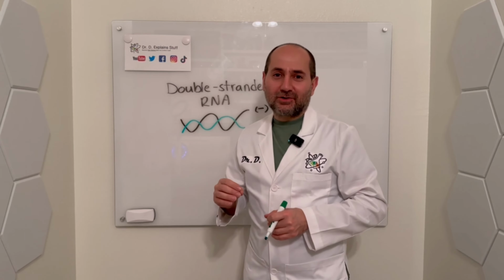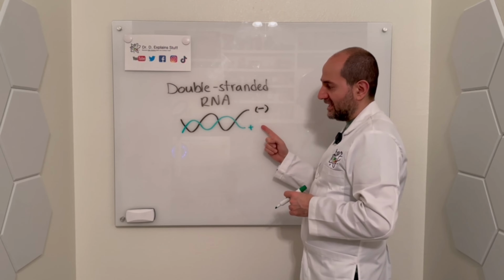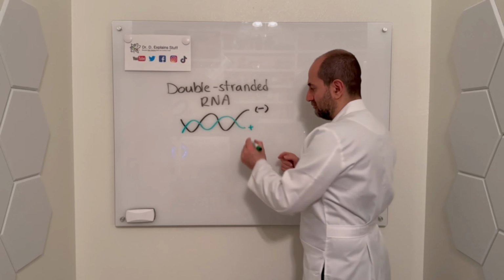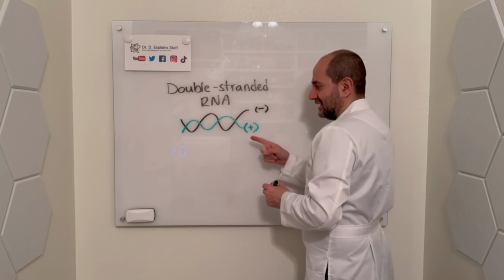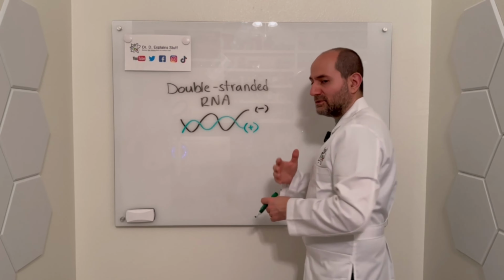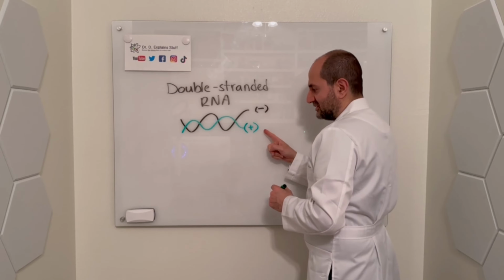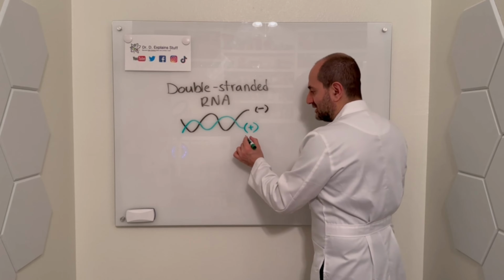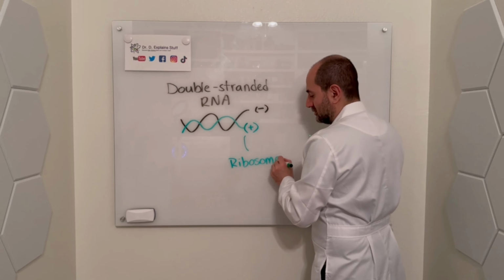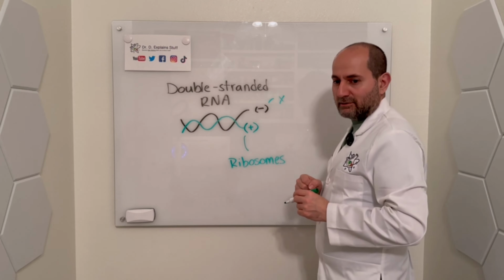Now, double-stranded RNA viruses have two complementary strands of RNA as their genome. However, one strand is known as the positive sense strand, and the complementary strand is known as the negative sense strand. What's the big difference? The big difference is this. The positive sense strand can be recognized by ribosomes, while the negative sense strand cannot be recognized by ribosomes.